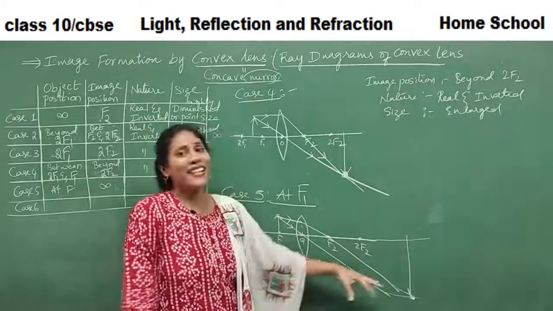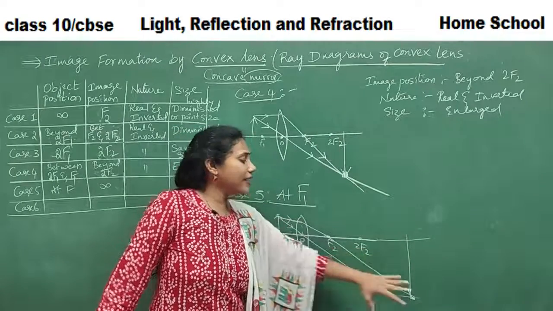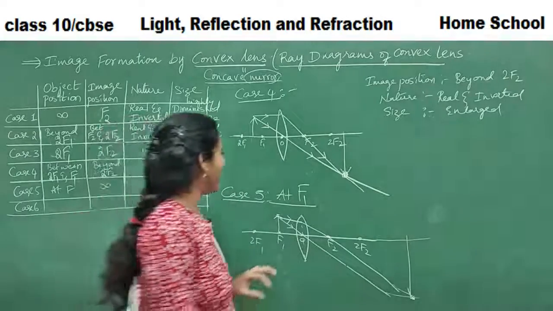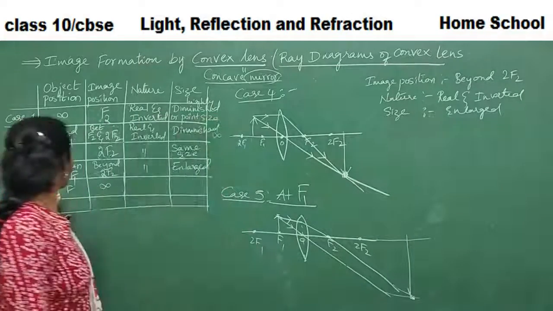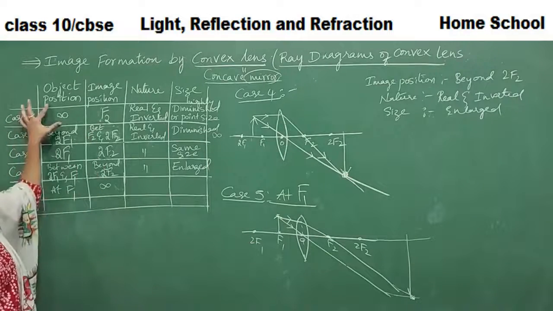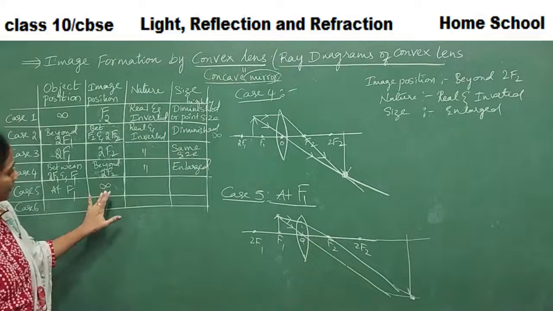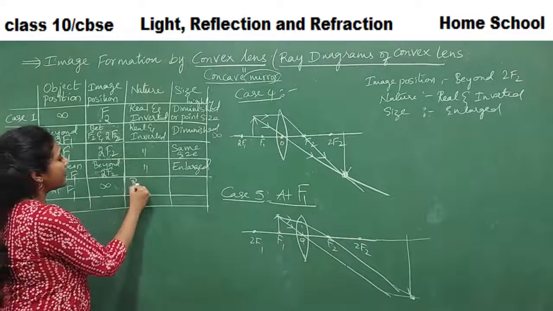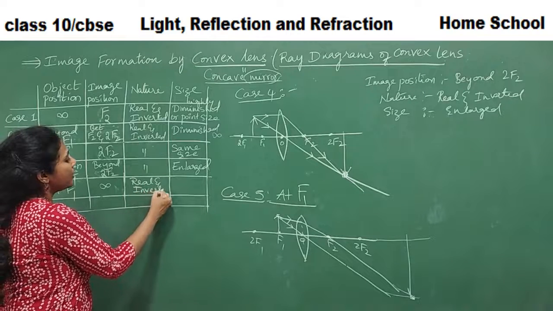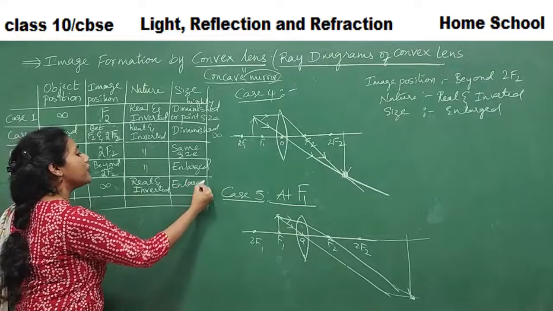Parallel rays do meet at certain points, somewhere very far. So you get a very enlarged real inverted image. Okay, so what I can write here, instead of F, I can write F1. Object position at F1. So image is formed at infinity, and nature is real and inverted, and here also an enlarged image you will get.